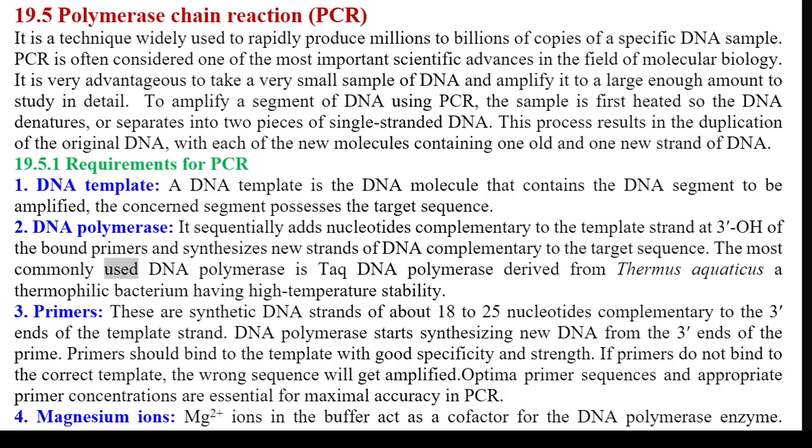The most commonly used DNA polymerase is Taq DNA polymerase derived from Thermus aquaticus, a thermophilic bacterium having high temperature stability. 3. Primers. These are synthetic DNA strands of about 18 to 25 nucleotides complementary to the 3' ends of the template strand. DNA polymerase starts synthesizing new DNA from the 3' ends of the primer.